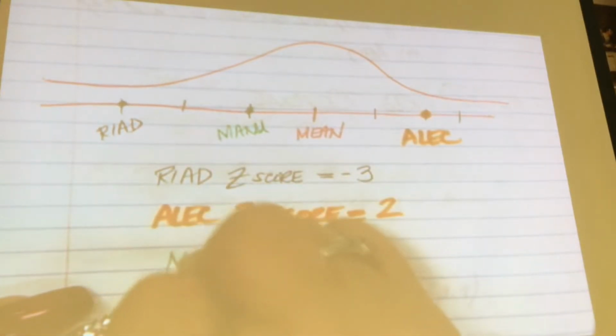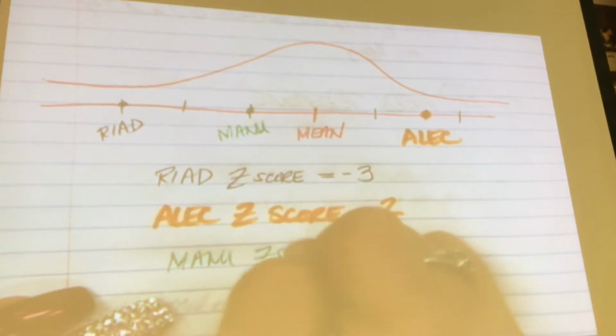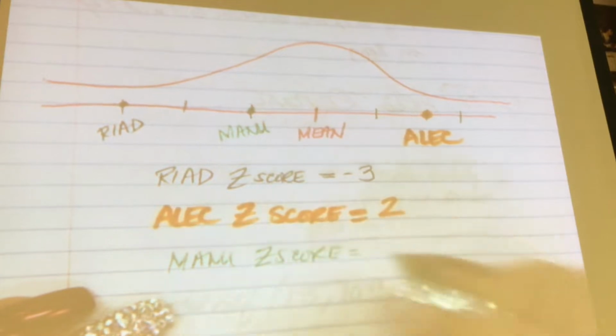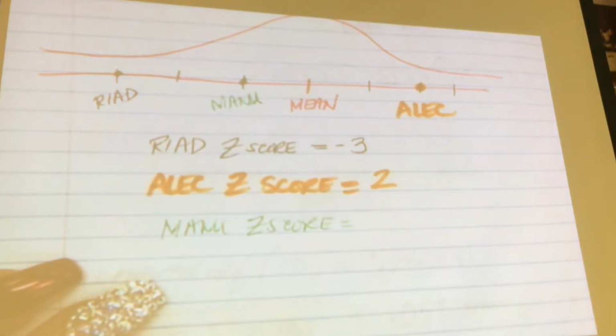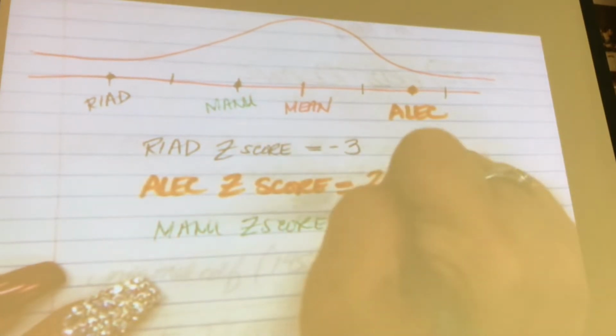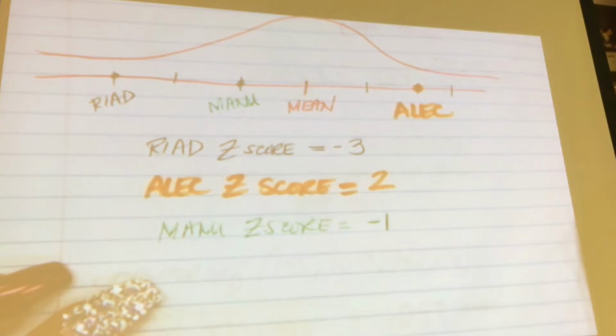All right, let's say Manu is right here. I think you guys are now going to be able to tell me what Manu's Z-score is. Peter, what's Manu's Z-score? -1. How'd you get negative? Yes, it's 1 left from the mean, okay?